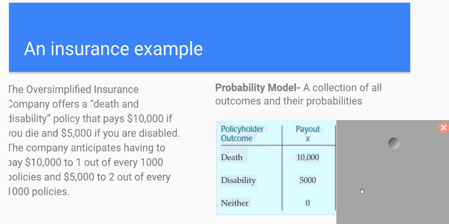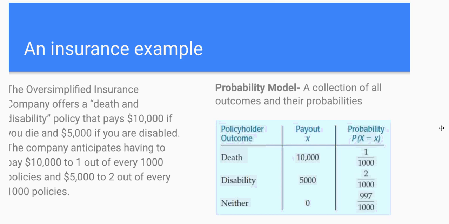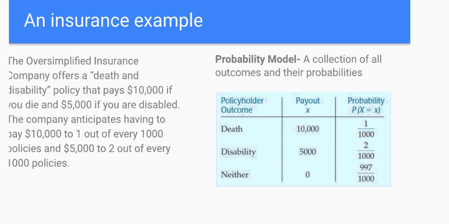And then the likelihood of those events are kind of given over there, but there's one that you have to figure out, and it stems back to that idea that all the outcomes have to total up to 1. We know the probability of paying out 10,000 is 1 out of 1,000. The probability of paying out disability, or 5,000, is 2 out of 1,000. That must mean they have a 997 out of 1,000 probability of never having to write a check for somebody, which is why insurance works, right? That's how it all works, right? So that's our probability model.